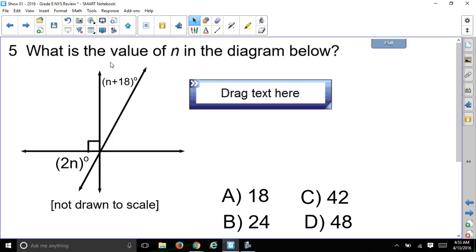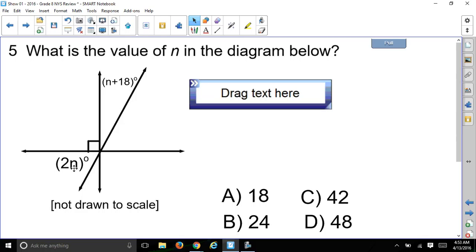What is the value of N in the diagram below? Not drawn to scale. So here we have a figure, and it's not drawn to scale, which means that they're not using the correct measurements on your tools. So if you had a protractor, you might measure wrong because it's not drawn right. So it's drawn purposely to fool you. So be careful. Don't use your tools.